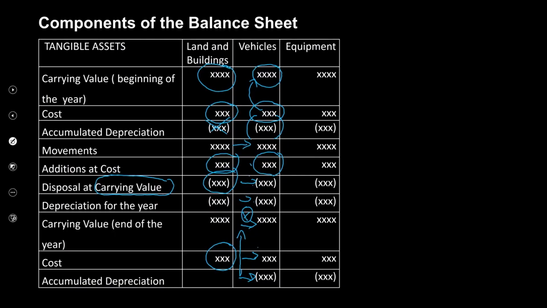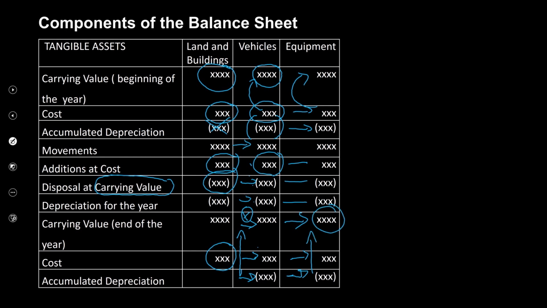Okay, when it comes to your end of the year, with regards to equipment, the same thing applies. You start off with your cost, less your accumulated depreciation will give you your carrying value at the beginning of the year, right? You then bring in your movements in terms of additions at cost, disposals at carrying value, depreciation for the year, and this figure here would be identical to your cost price at the end of the year, less your accumulated depreciation at the end of the year. If you work upwards, you're going to get the same figure.